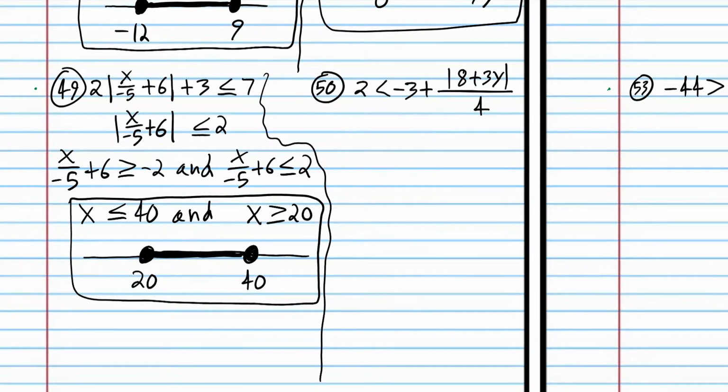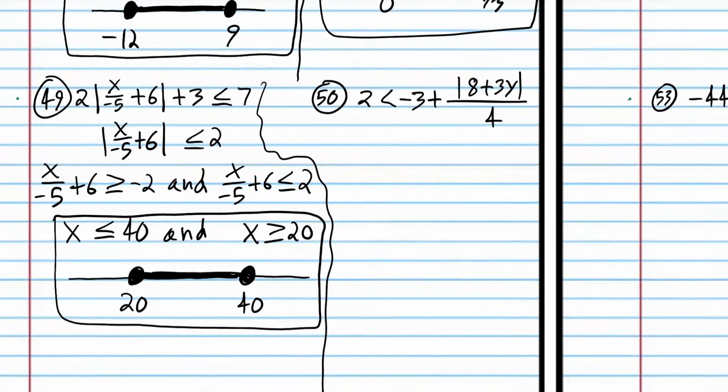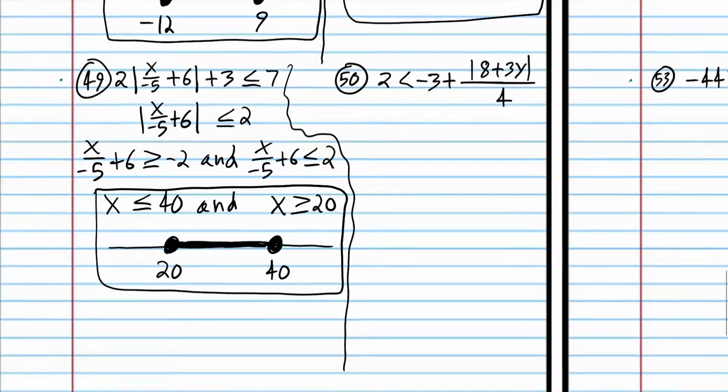So try number 50. And you're not going to have to flip the inequalities on this one because you're not going to have to divide or multiply by a negative. So try 50, and when you come back, we'll do it together.